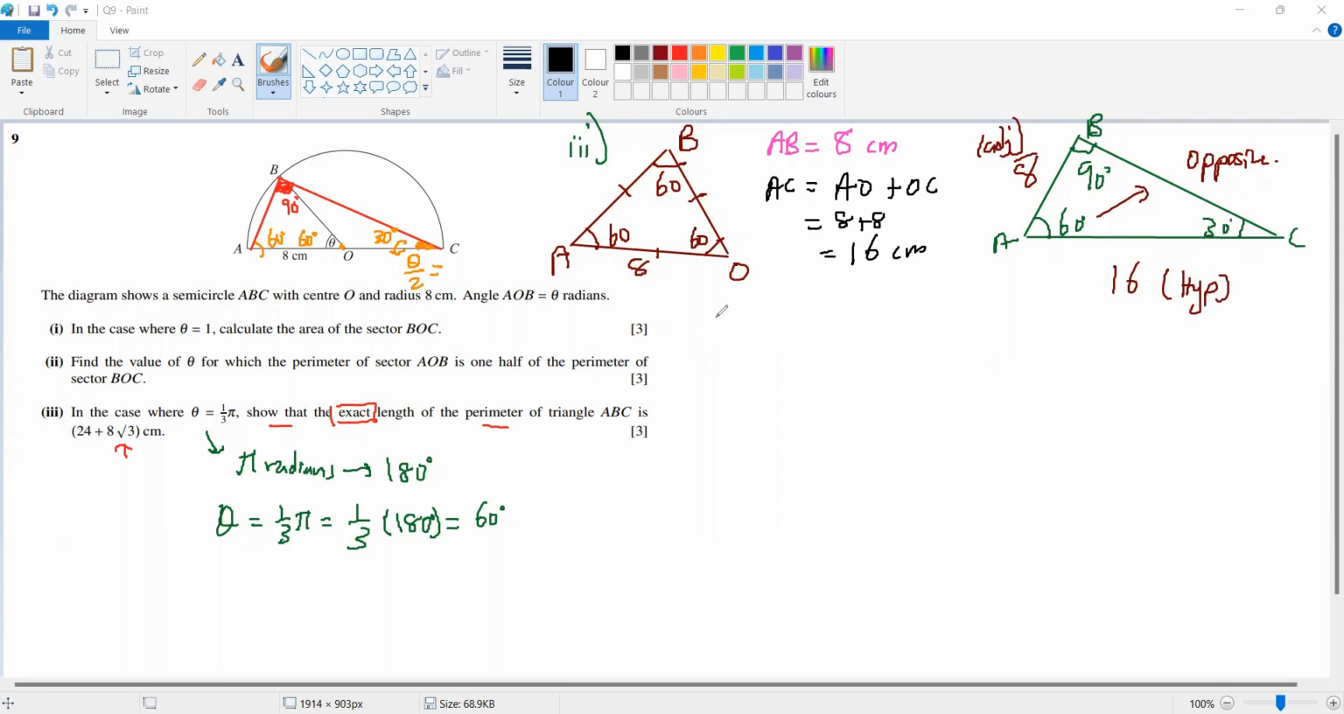I'm going to use sine of 60. It's easy to think in terms of sine. So sine of 60 equals opposite over hypotenuse, so BC over AC. BC is the one we're going to find. AC is 16, so in other words, BC equals 16 sine 60. This is why the exact value comes into play.